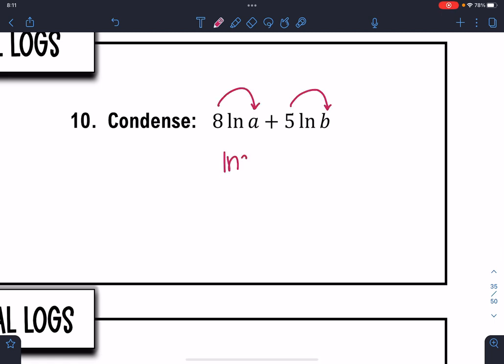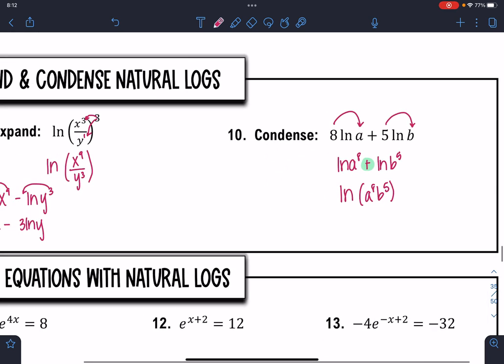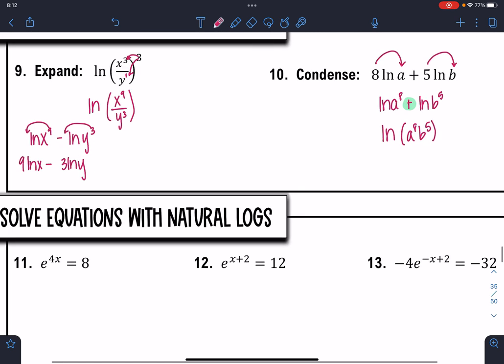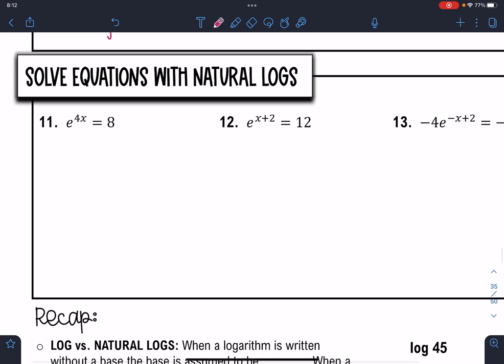So this is really the natural log of a to the 8th plus the natural log of b to the 5th. Both of these things are being added together, therefore they're really being multiplied. So I can now condense, this is really a to the 8th times b to the 5th, all in one group. Parentheses are not necessary, but I do like to write them to show that that is now kind of one group. Okay, so then how do we solve equations with natural logs?